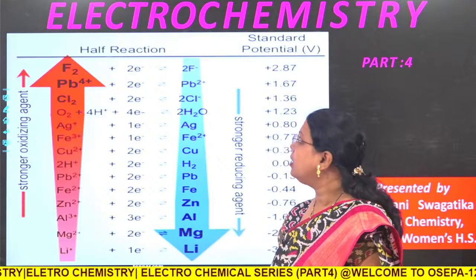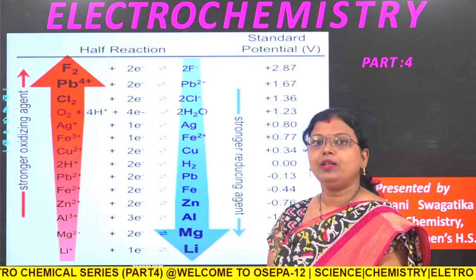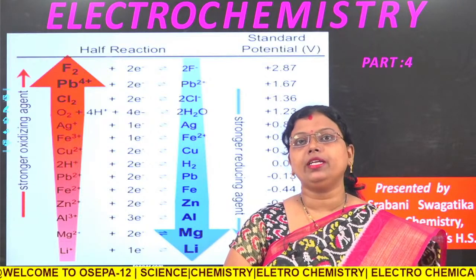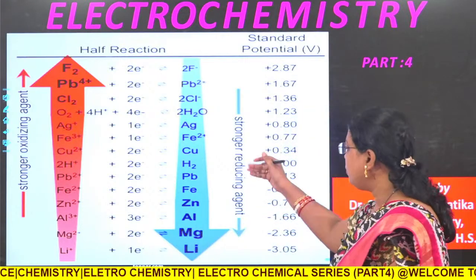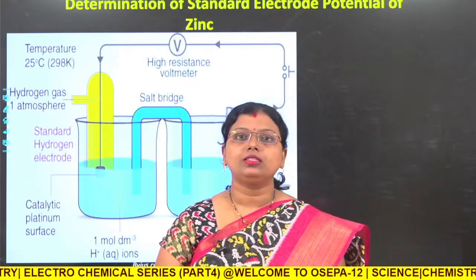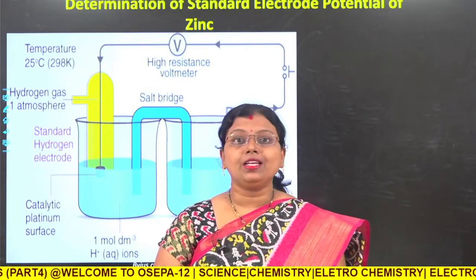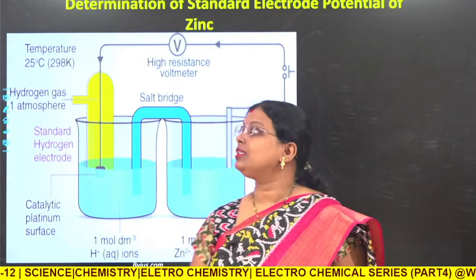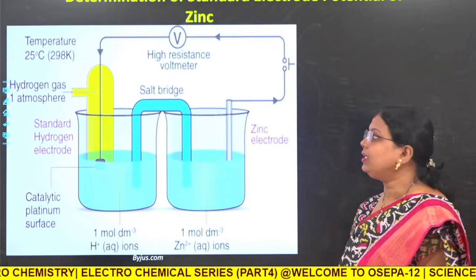This is a series known as the electrochemical series, in which the elements are arranged in either increasing or decreasing order of their standard reduction potential. So, before going to this series, let us discuss how to determine the standard electrode potential of an electrode. Last class we discussed what is SHE. Today we will discuss more about this, then we will switch over to the electrochemical series.